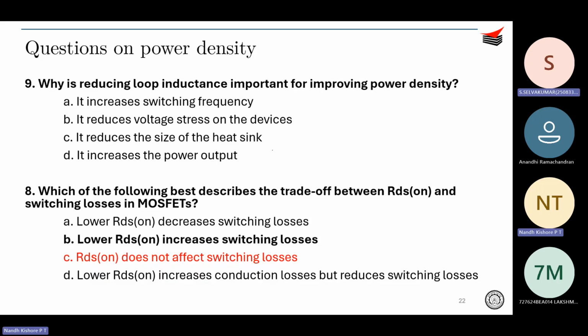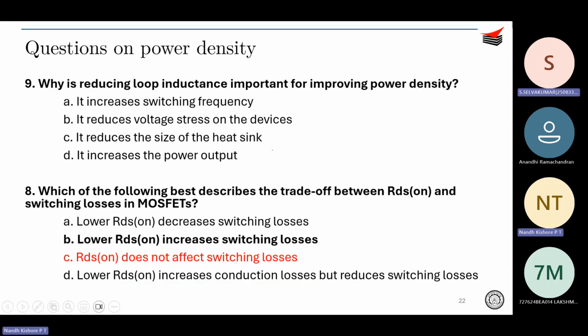Inverse proportion, sir, to switching frequency. Okay, so how does it directly affect? If you have smaller loop inductance, then what would happen? How does it directly affect?